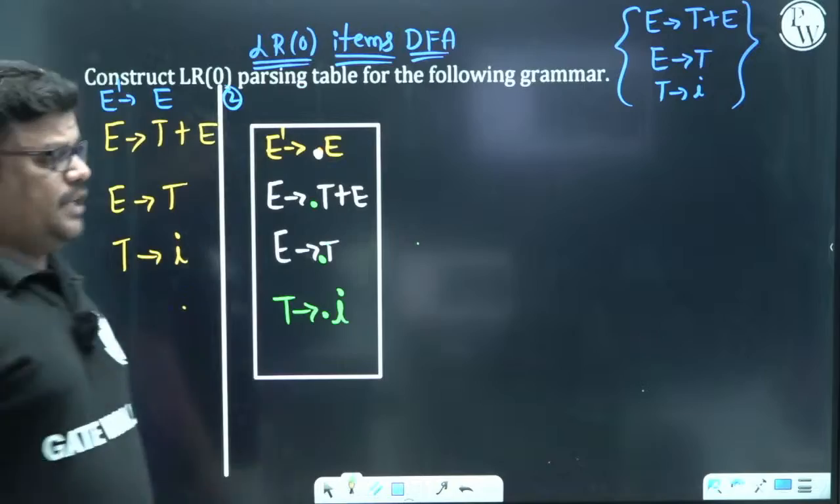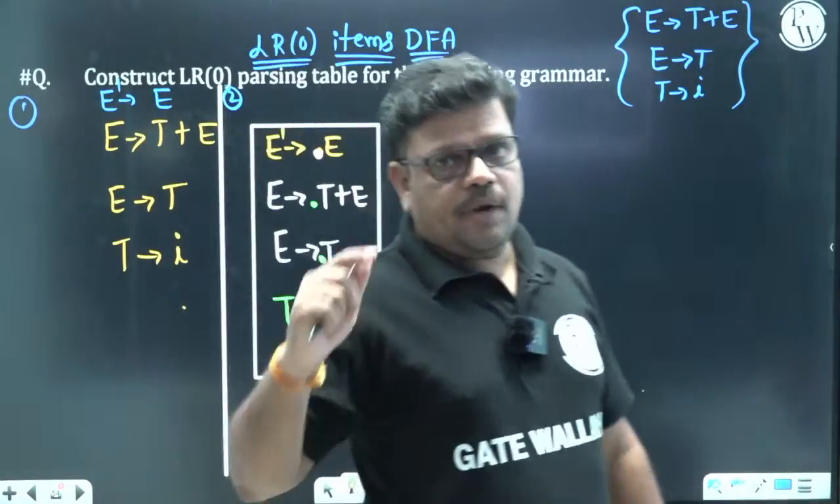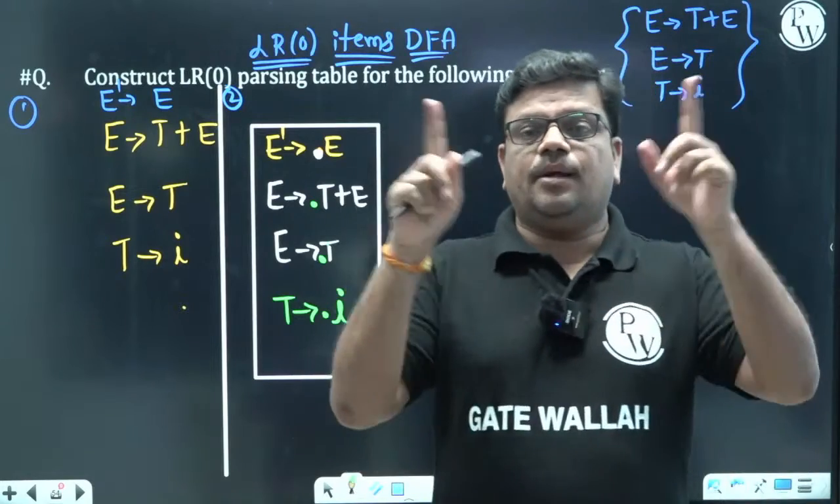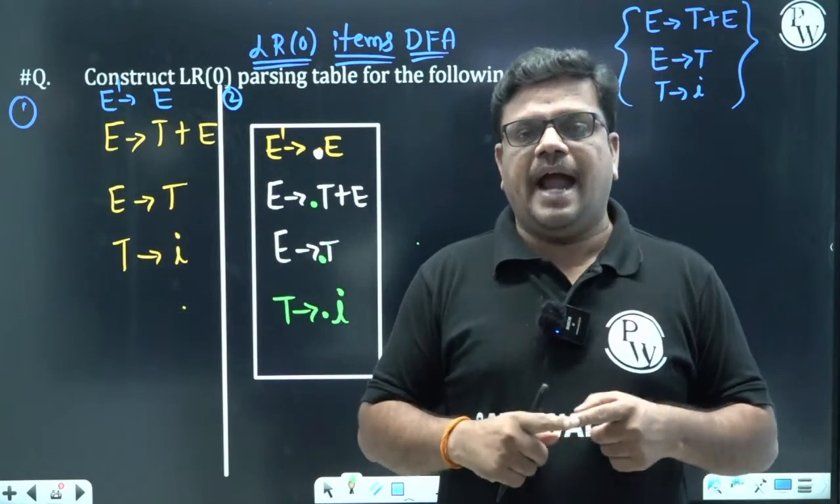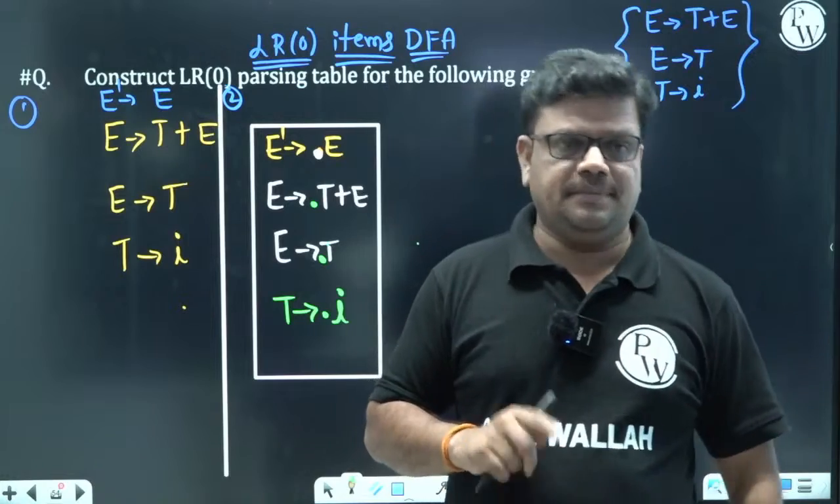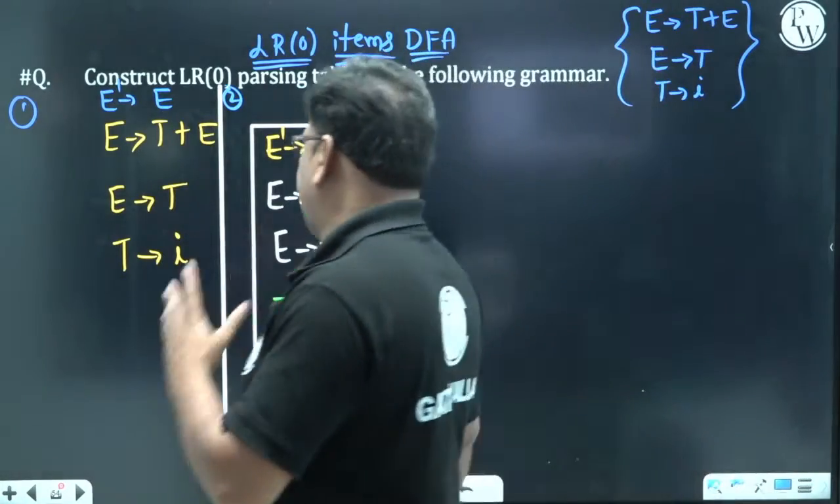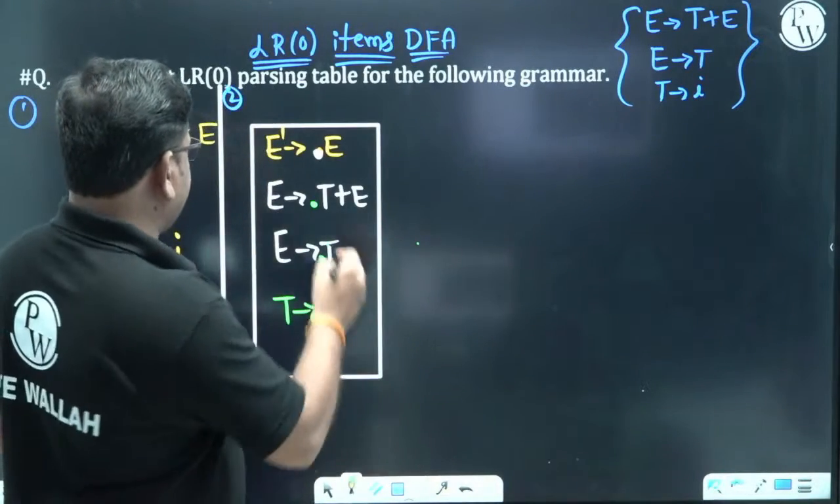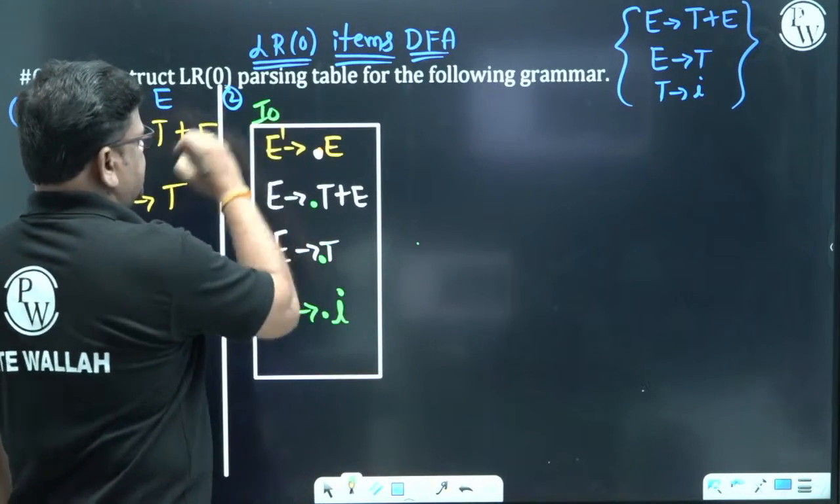There are so many questions of this kind in GATE. If you apply closure on this, how many productions are added? What is the total number of LR0 items after adding these? There are so many questions of this kind, so this is one of the main things. Next, this is the I0 state. Assume it is the initial state.